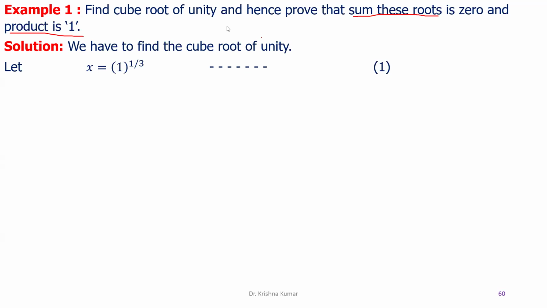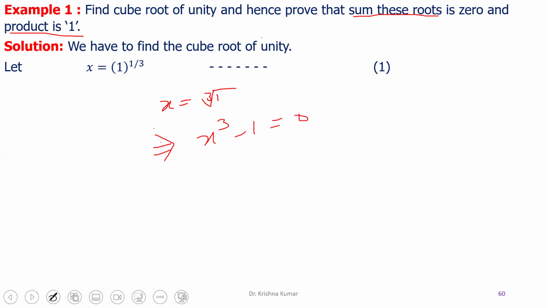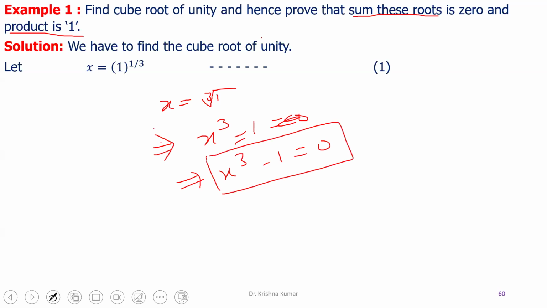Let x be equal to 1 to the power 1 upon 3, because we want to find the cube root of unity. What it means? It means this is the cube root of 1. So clearly, if we take the cube on both sides, it is x cube minus 1 equal to 0. Since this is a cubic equation, we definitely get three roots. Out of these three roots, one root is 1 and the remaining two roots will be complex roots.